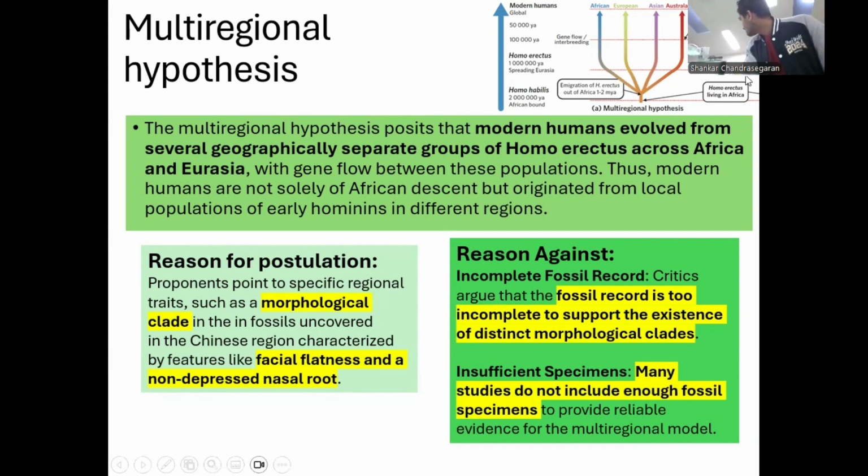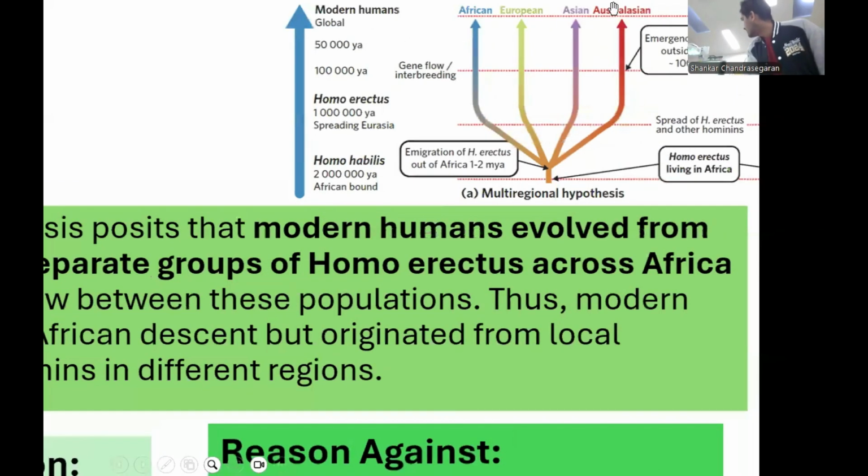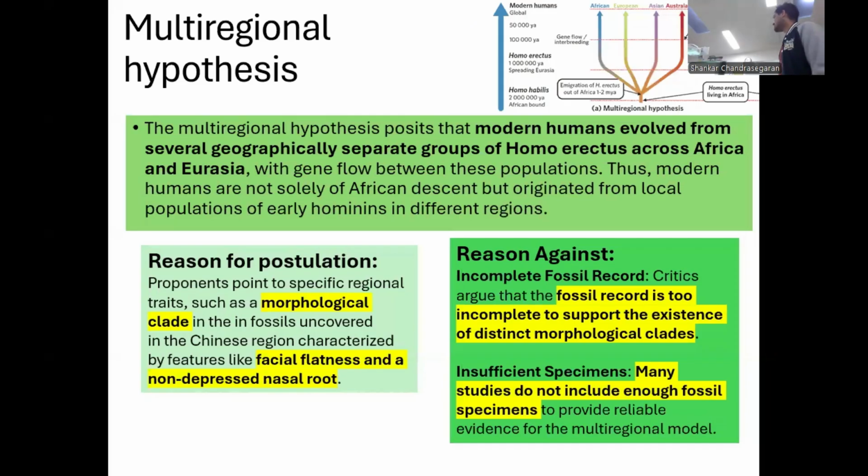So basically, like I said, the first population of Homo erectus, these were the first species of the genus Homo to migrate out of Africa, and eventually they settled into different regions as well. And what happened was that there was gene flow happening within the different populations, and over time there was an emergence of Homo sapiens as a result of different gene flow events and also interbreeding events.